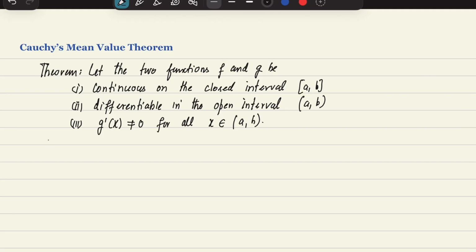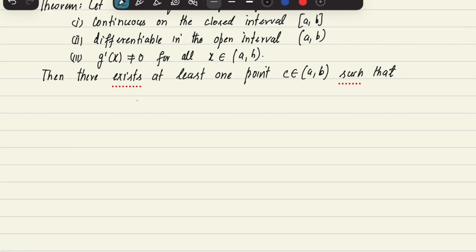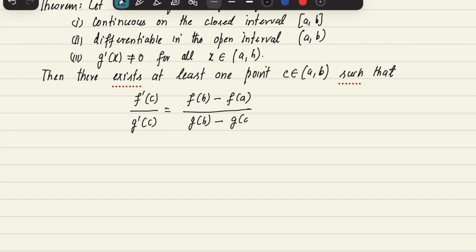Then there exists at least one point c belonging to the open interval a comma b such that f dash of c divided by g dash of c is equal to f of b minus f of a divided by g of b minus g of a. So this is the statement of the Cauchy's mean value theorem. Now let's take up its proof.